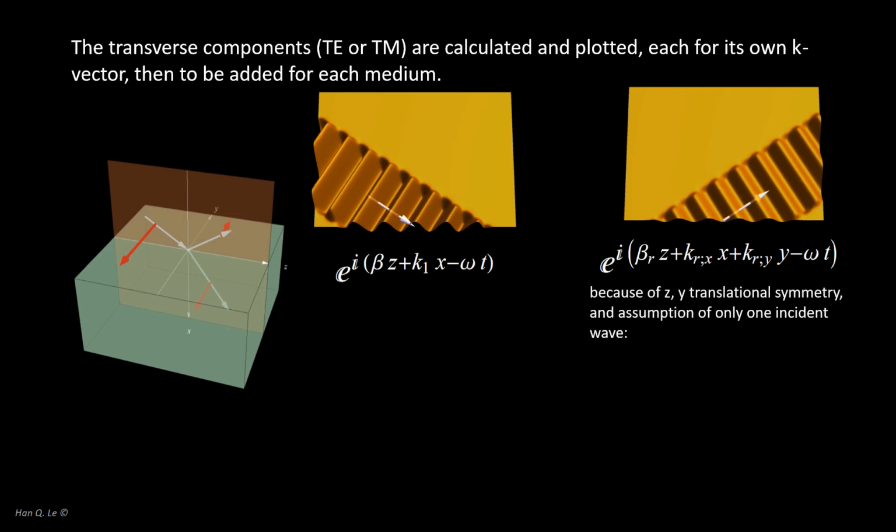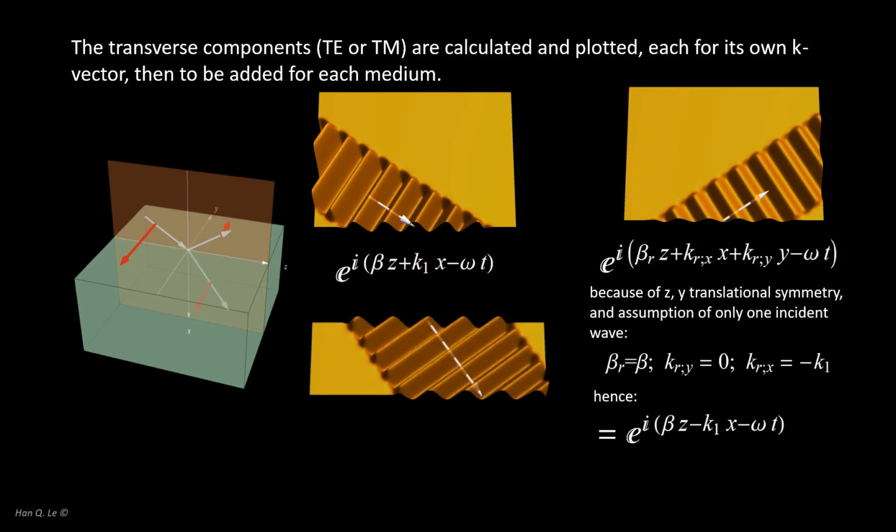Given the continuous translational symmetry with respect to z and y, the reflected wave has the same beta k component along the z-axis, and must have an opposite sign k1, otherwise it would be the same as the incident wave. Hence, the reflected wave must have an equal but opposite angle with respect to the incident angle, and its wave solution is completely known except for the amplitude.